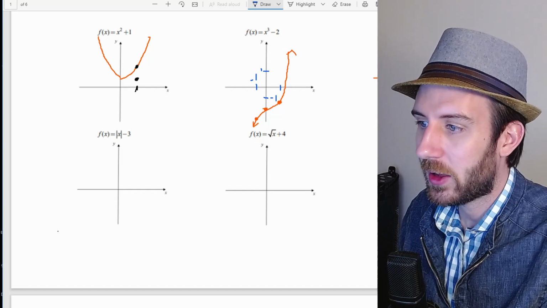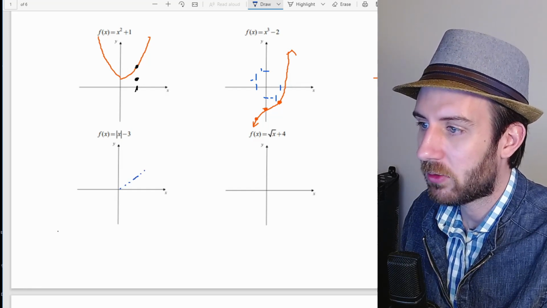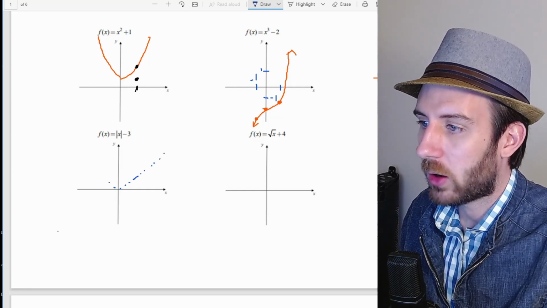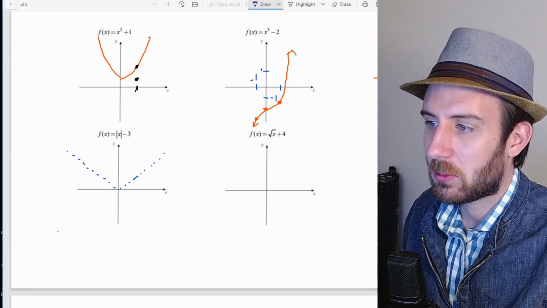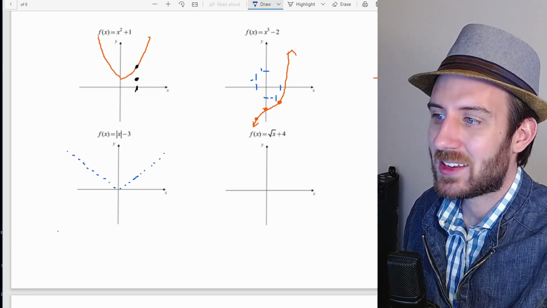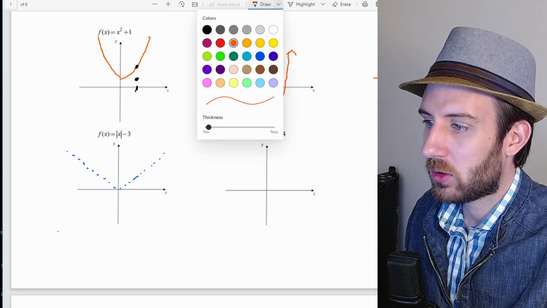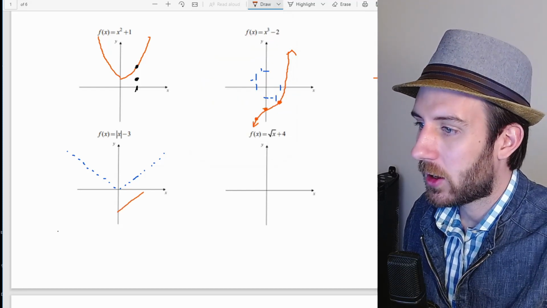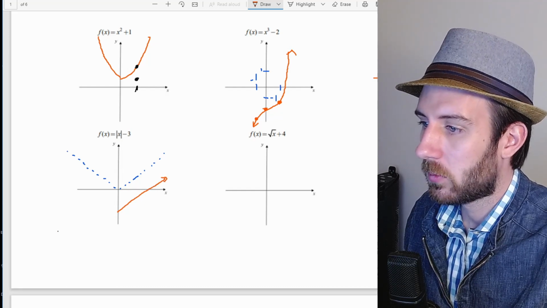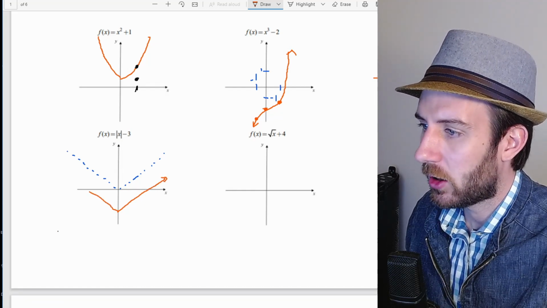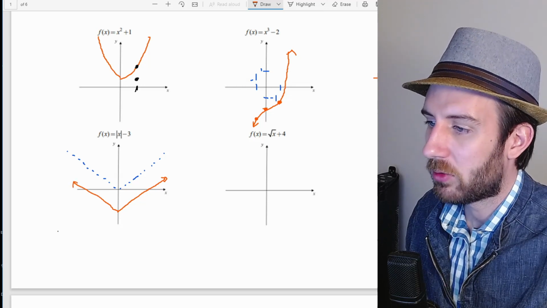So absolute value of x, remember again, is that V-shaped graph. So maybe I'll do a dotted graph because I'm not done drawing yet. I just want to get my thoughts on the paper. And then I'm about to shift it down by 3. So I can go ahead and put that in with this orange. I'm going to shift it down 3, and that's going to be my actual graph, is this one right here. Very nice. I like this idea of kind of having the dotted lines as my reference before I put in my final answer.